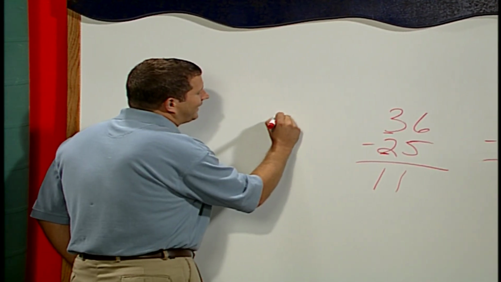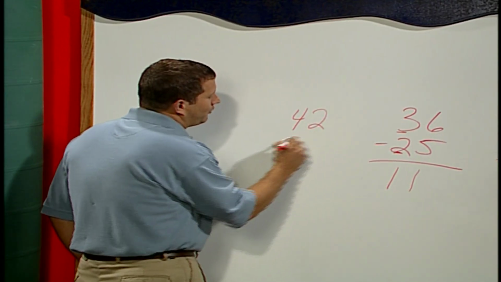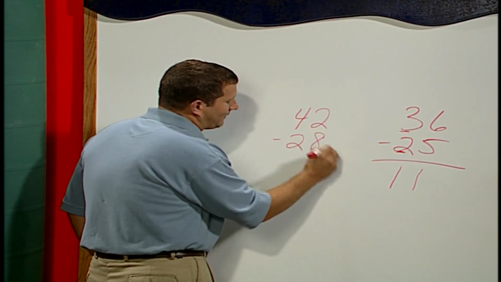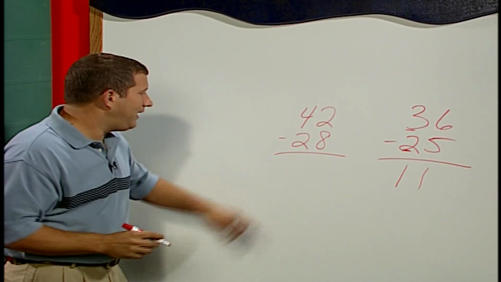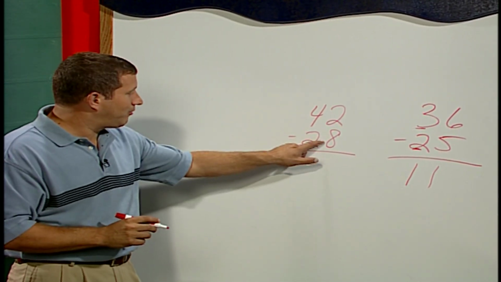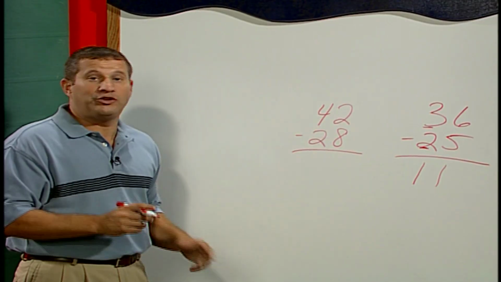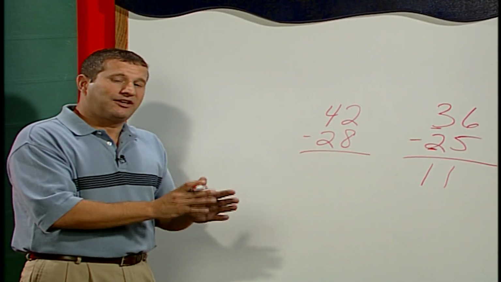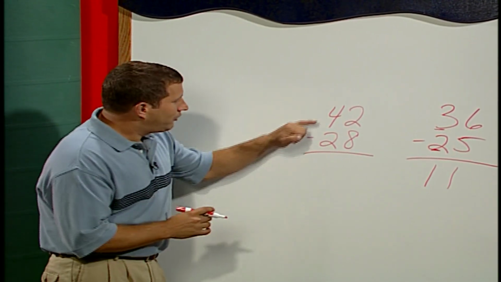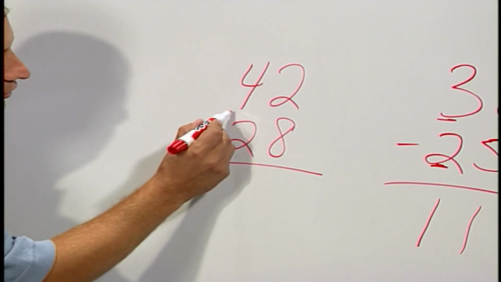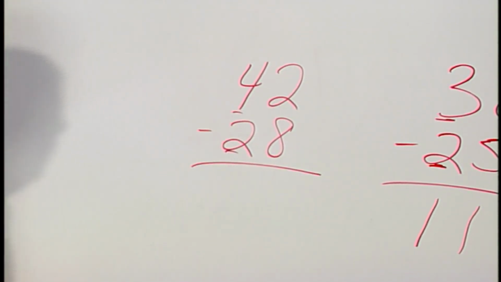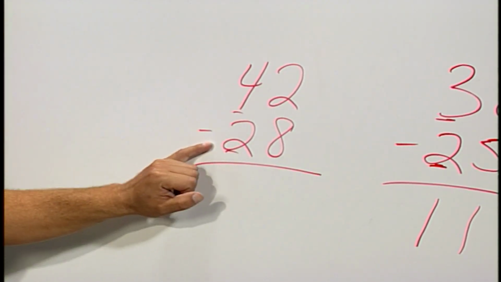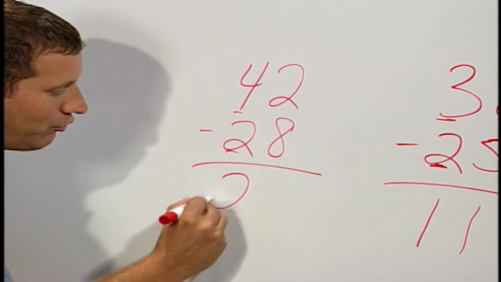Now, what if we have to carry? Let's do 42 minus 28. You can see right away we have a problem here because this number is bigger than this one. So usually you have to borrow. But watch what happens when you subtract left to right. Let's start over here again. This 4 means 4 tens, and that's 2 tens. So what's 40 minus 20? We'll get 20. So remember that.